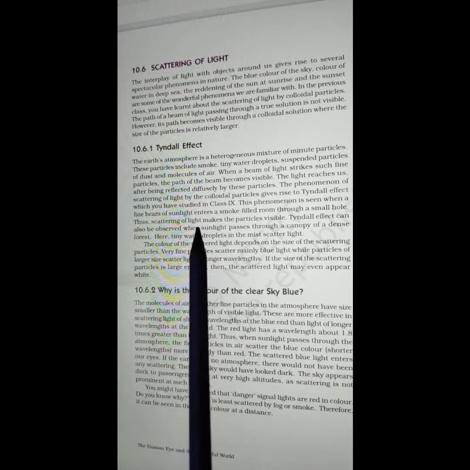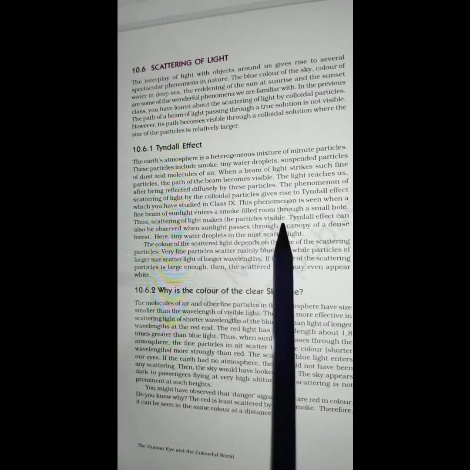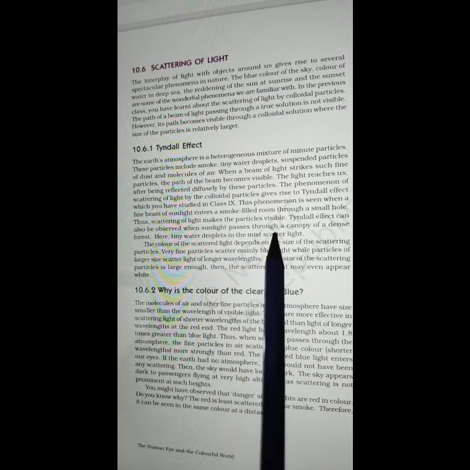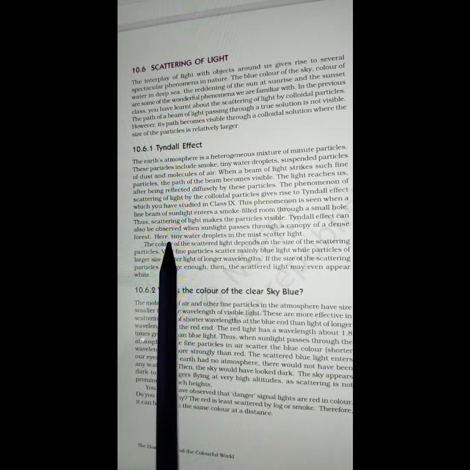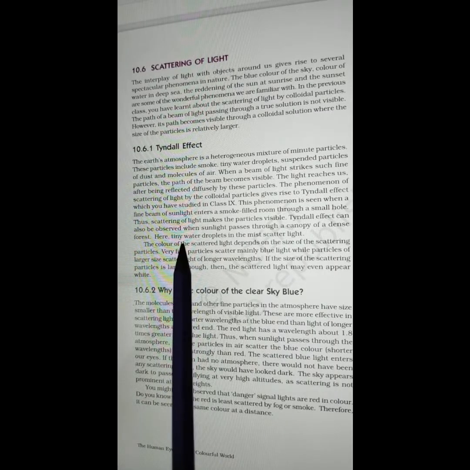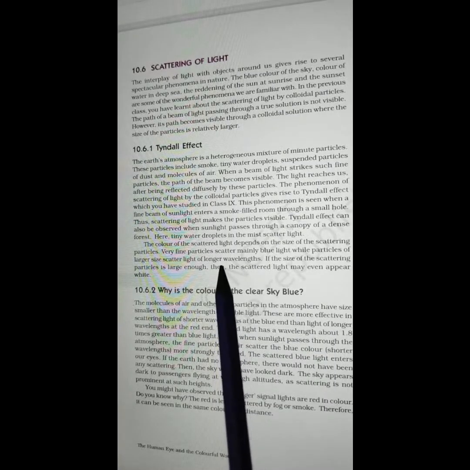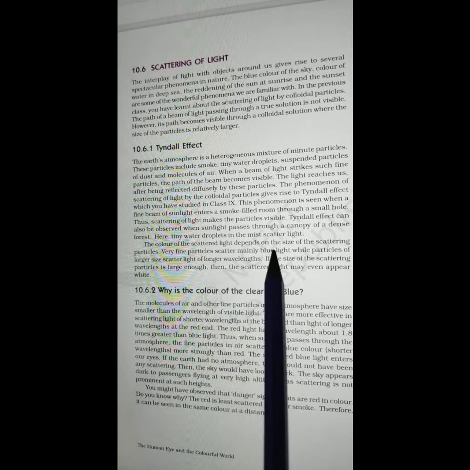The phenomenon of scattering of light by the colloidal particles gives rise to the Tyndall effect, which you have studied in class 9th. This phenomenon is seen when a fine beam of sunlight enters a smoke filled room through a small hole. Thus, scattering of light makes the particles visible. Tyndall effect can also be observed when sunlight passes through a canopy of a dense forest. Here, tiny water droplets in the mist scatter light.